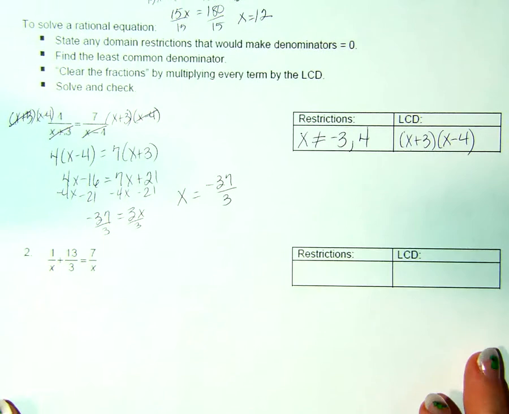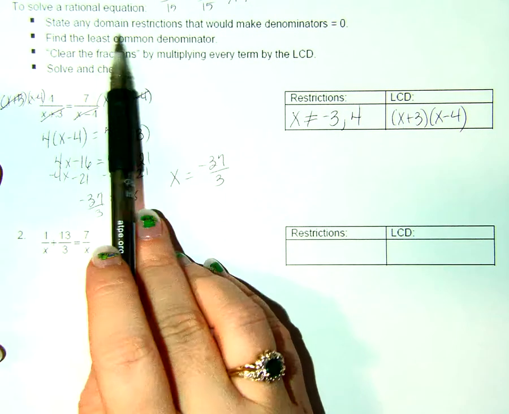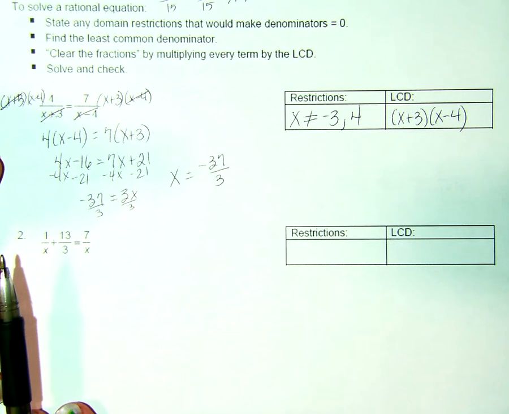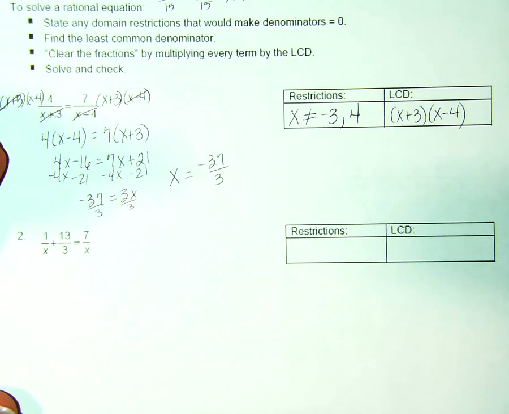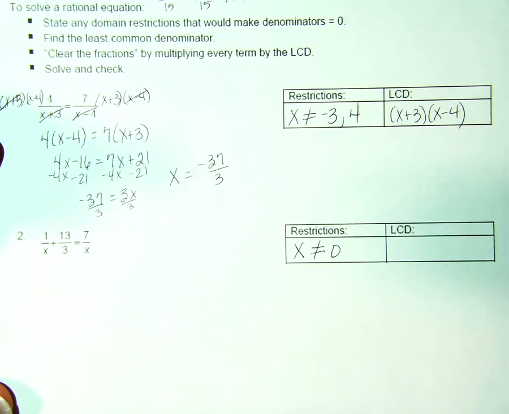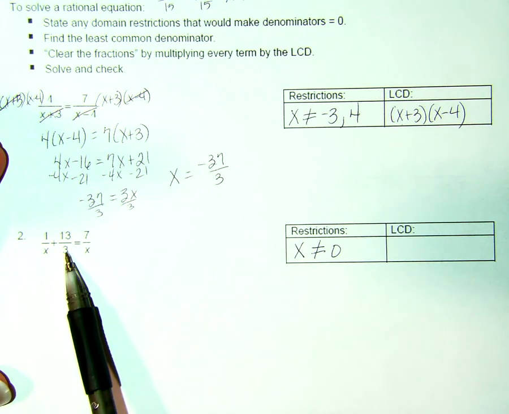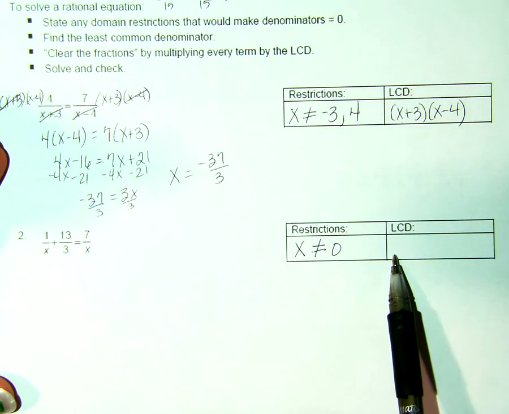All right. So look at number 2. First step, state any domain restrictions that would make the denominators equal to 0. If x were 0, so x cannot be 0. Anything else it cannot be? No, nothing, because really, is there a variable in this one? So then we don't have to worry about that. What is our least common denominator?